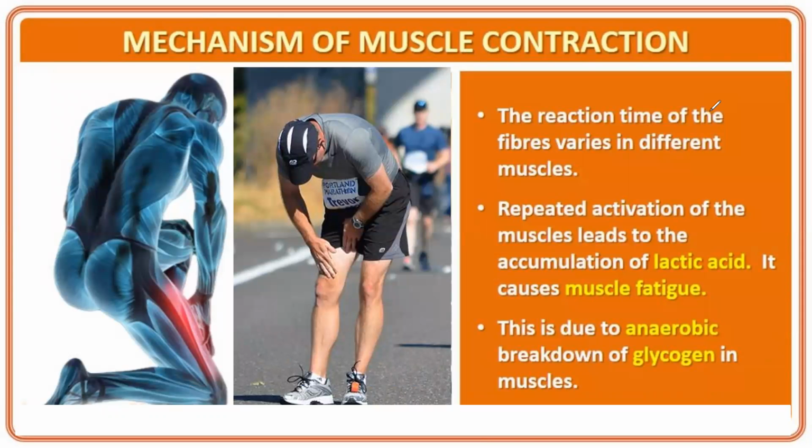The reaction time of the fiber varies in different muscles. It's not the same in all the muscles. All the muscles don't show contraction at the same time or relaxation at the same time. It varies from muscle to muscle. Repeated activation of the muscle leads to accumulation of lactic acid and that causes muscle fatigue. This is due to anaerobic breakdown of glycogen in muscles.